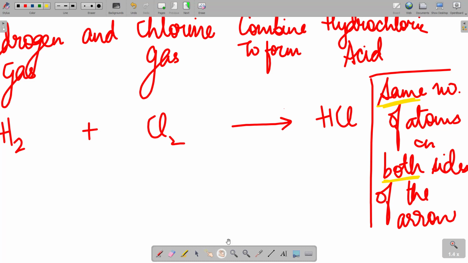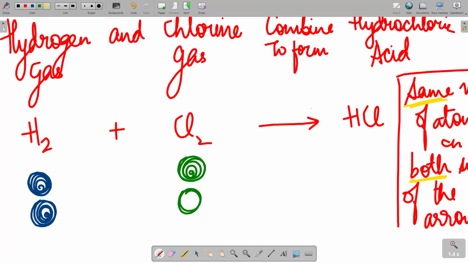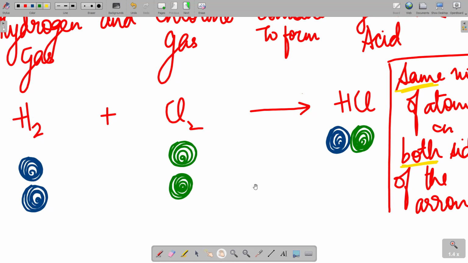Keeping this in mind, I'm going to show you pictorially so that you understand better. I'm also a visual learner, so I hope this helps. Let's have a look. I have two hydrogen atoms with me, and two chlorine atoms with me, and if I want to make hydrochloric acid, I have one H and one Cl. The definition says the same number of atoms on both sides. On the reactant side I have two H atoms and two Cl atoms, but here I have one each of H and Cl. Is it a balanced equation?